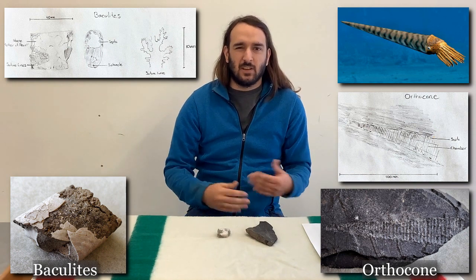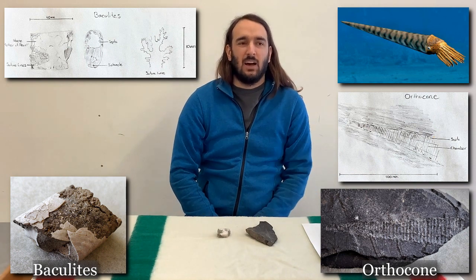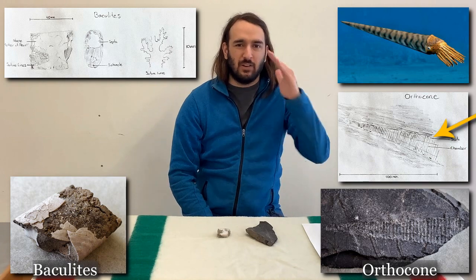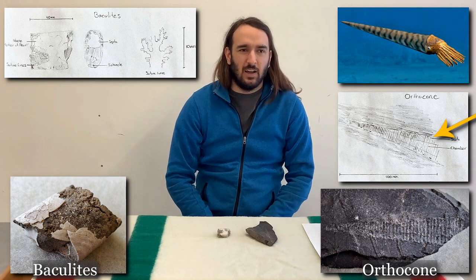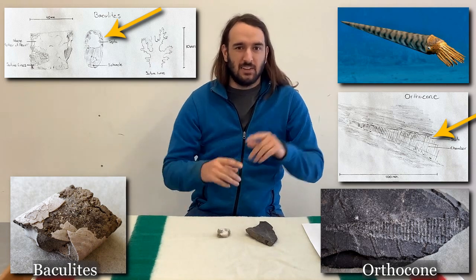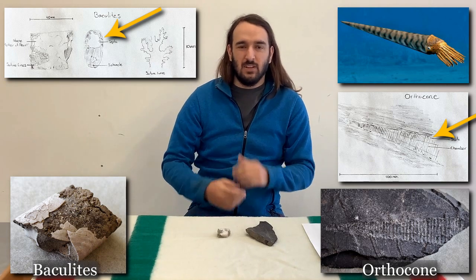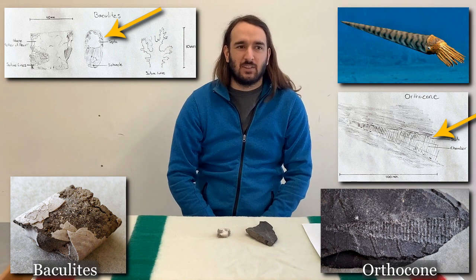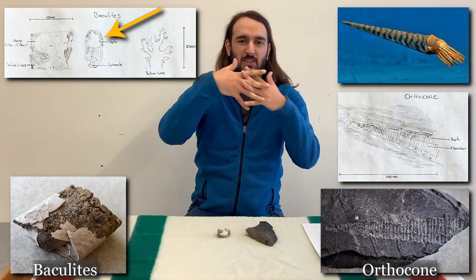And so we can see that they do look a little bit different though. With the orthocone, they're very flat, very straight. And even in my drawing, you can see with the baculite that it's kind of wavy looking. It has different shapes and it's a bit more 3D. And a lot of that has to do with how those parts came together.